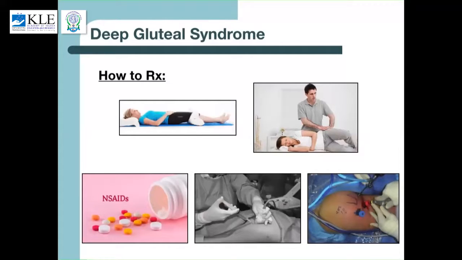Treatment consists of a 5-stage process. There must be an initial period of rest. Let's allow the inflammatory process to settle a bit. That will vary from days to weeks. The doctors would use a course of non-steroidal anti-inflammatory drugs in conjunction with that rest. The patient would then start a course of 6 weeks of physiotherapy treatment, and again that can be in conjunction with the non-steroidal anti-inflammatory drugs.